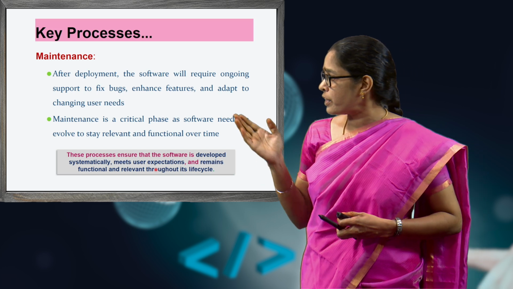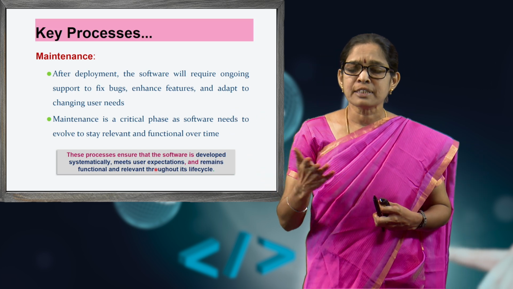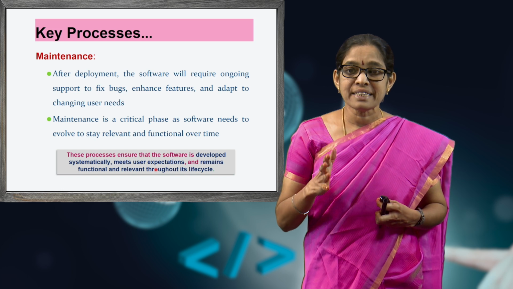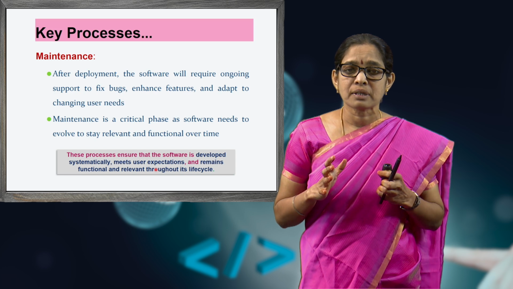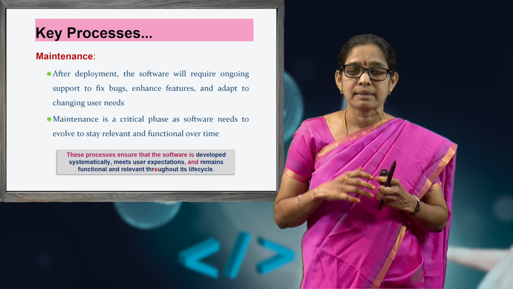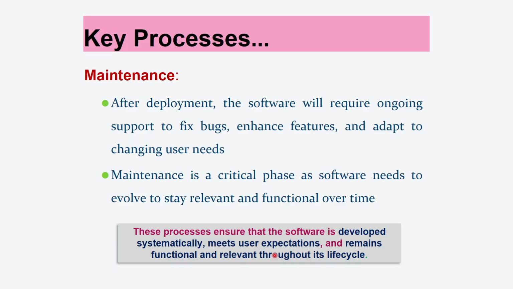Then the next phase is maintenance. After deployment, the software needs ongoing support to fix the errors, enhance the features and adapt to changing user needs at any time. So it is a critical phase, as software needs to evolve to stay relevant and functional over time. So these are all the key processes. These key processes ensure that the software is developed systematically, it satisfies user requirements and remains relevant throughout its software development life cycle.